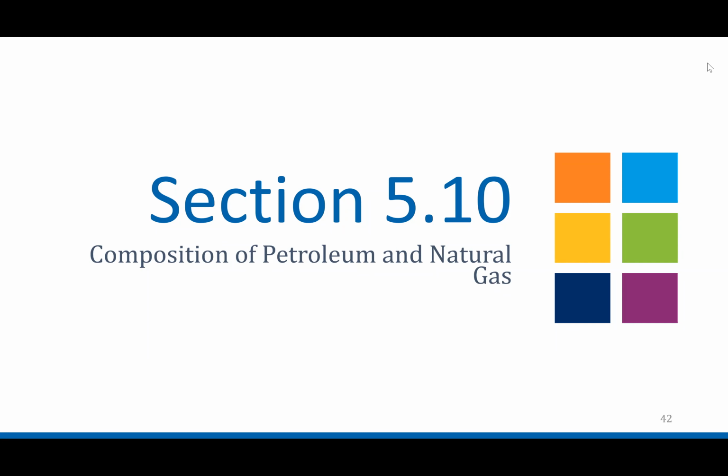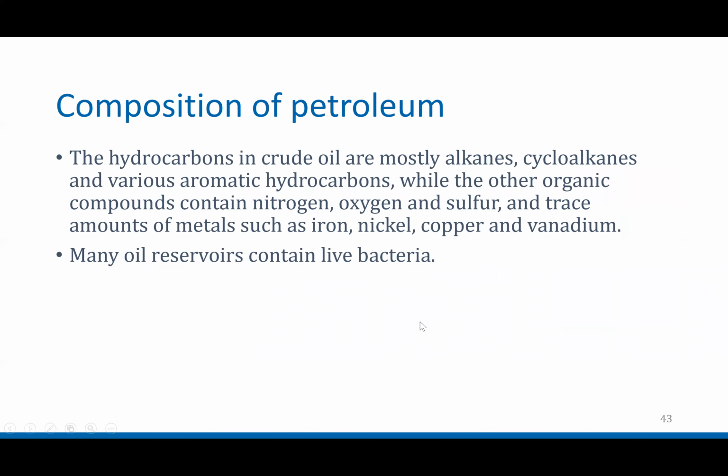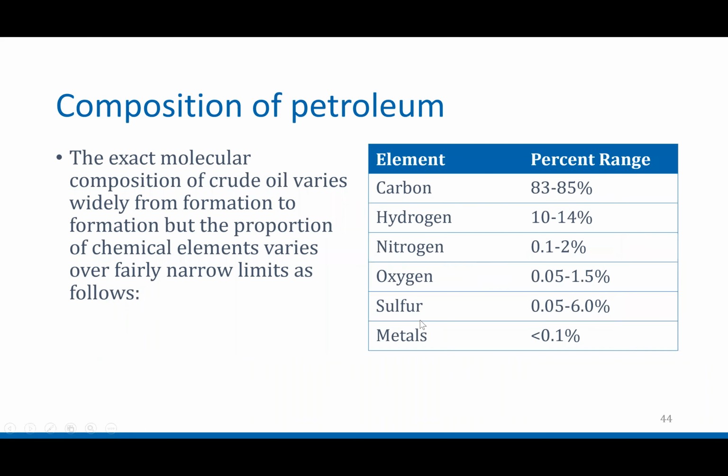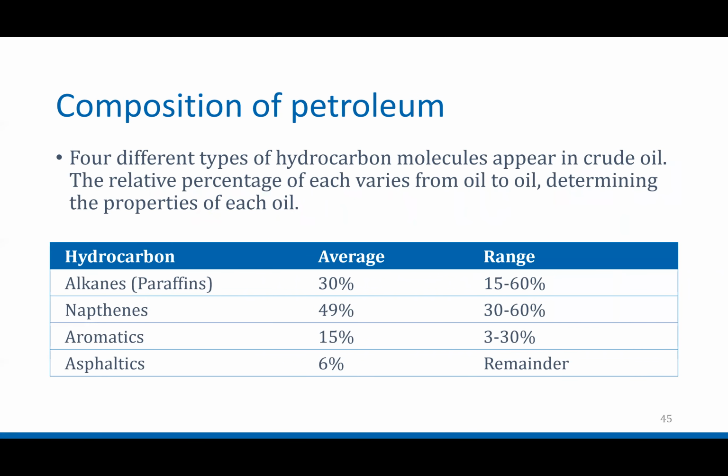So on Thursday, we looked at the composition of petroleum and natural gas. And really the answer here is there is no set composition. It's mostly carbon and hydrogen, and by far mostly carbon. And then there are trace amounts of things like nitrogen, oxygen, sulfur, and metals. And that's really all we can say.